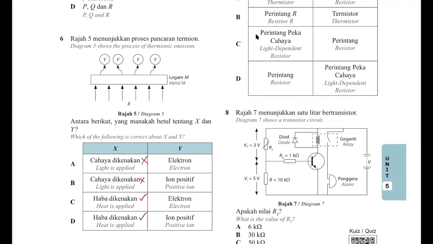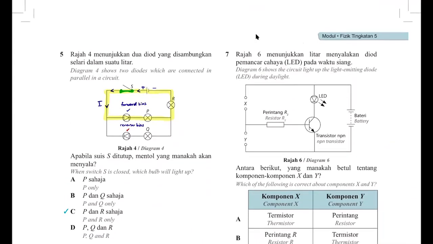Okay, and then what is Y? Electron, yes. So electron is this one, kan? So the correct answer, yes, it is C. Okay, so you have to supply enough heat to the metal for it to release electrons from its surface. Okay, so answer is C. Okay, next one, question number seven.